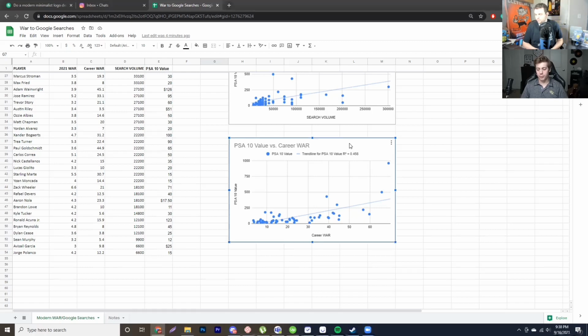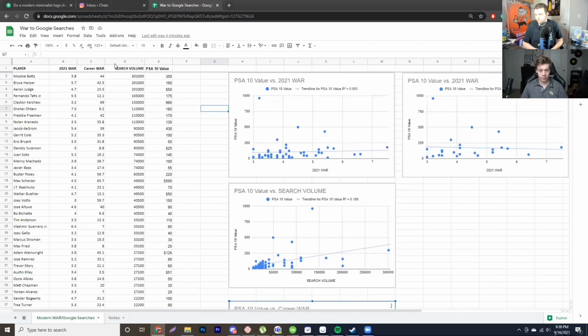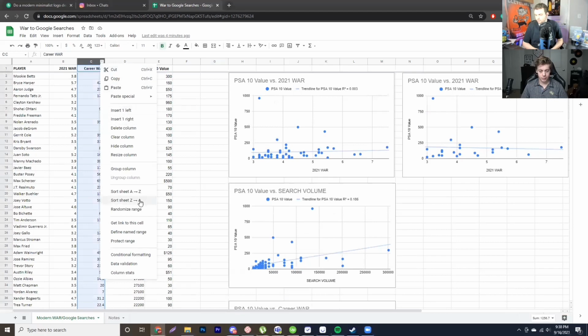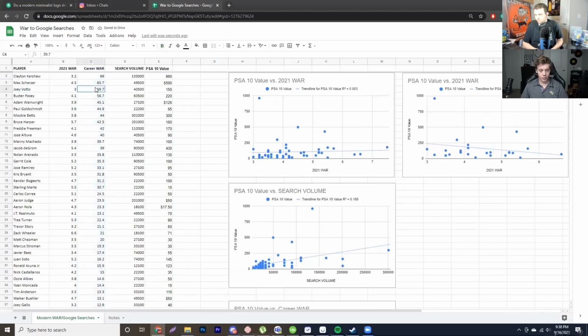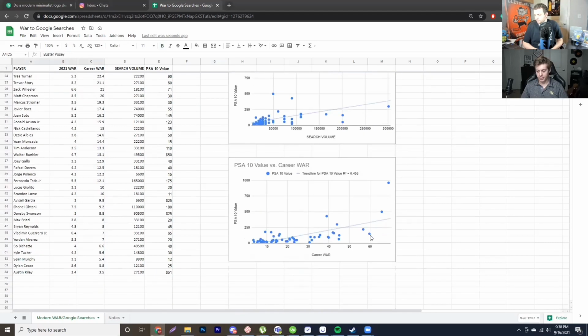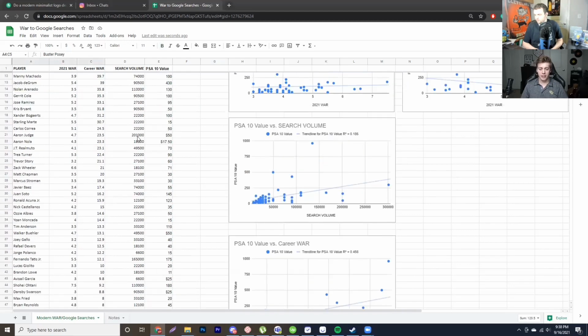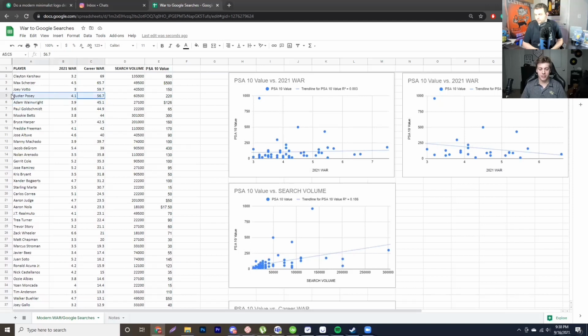Another one, which would probably be under here, I bet you this is 59.7. So let's see who's at 59.7 right now. So we'll go over here, Z to A. So Joey Votto and Buster Posey are those two right here. So you can see that based off of that trend line. Buster Posey, I mean, as a catcher, having 56.7 WAR, winning, I think it was three World Series championships with the Giants, playing for one team his entire career, big market as well. I mean, 220 for a PSA 10 value seems like a pretty good value.